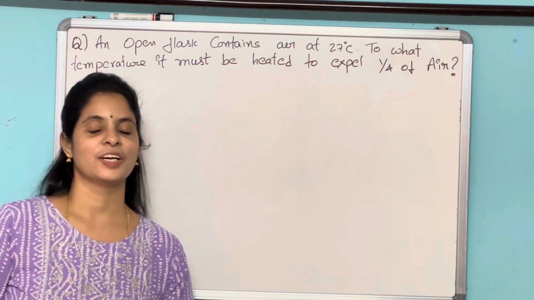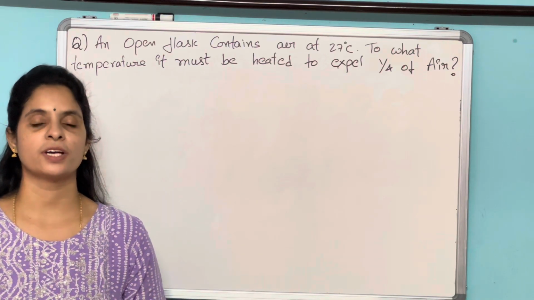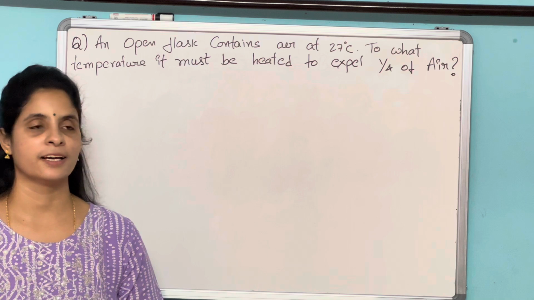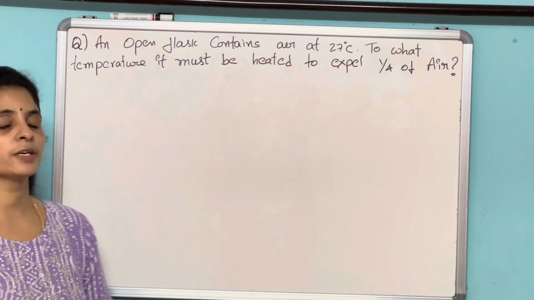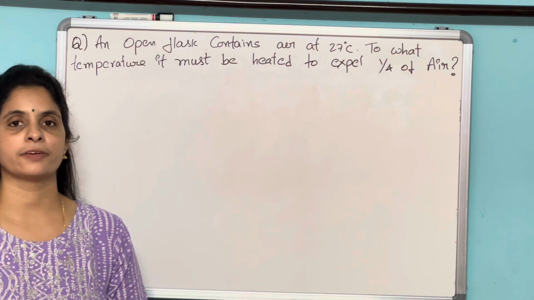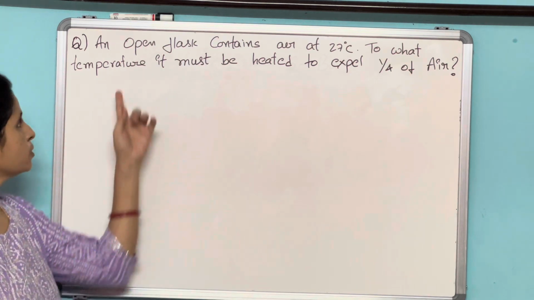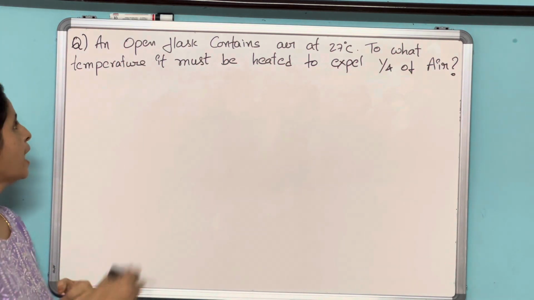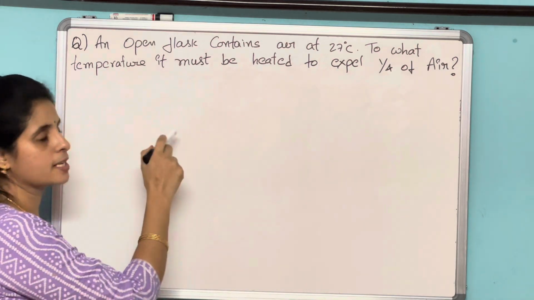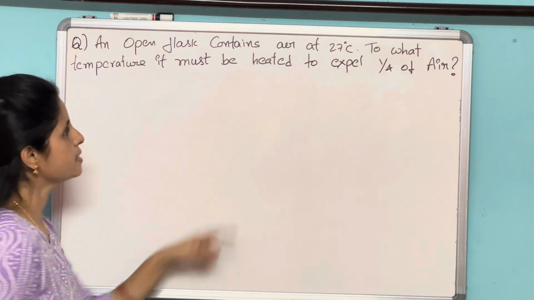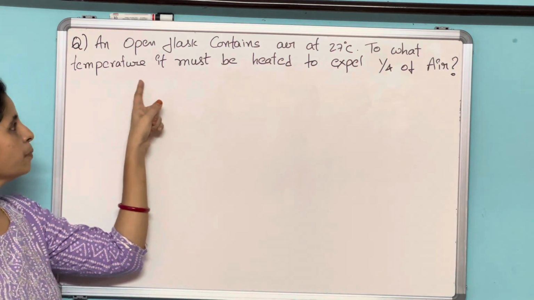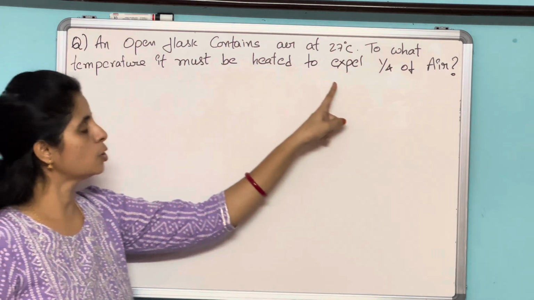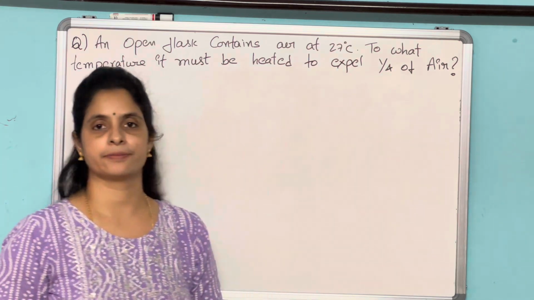Hi students, today I have come up with one more interesting topic from the gaseous state, that is the concept of open vessel. Means how to solve the questions when you are given an open vessel. So just look at this problem. An open flask or vessel contains air at 27 degrees centigrade. To what temperature must it be heated to expel 1/4 of the air?